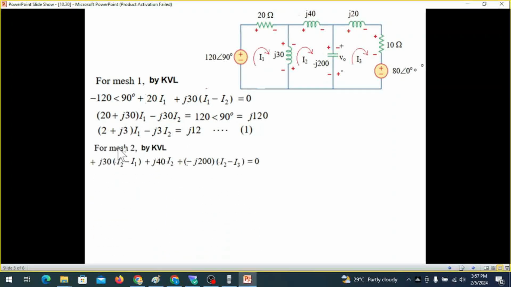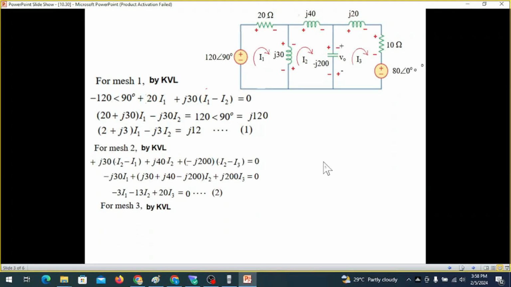Now we come to mesh 2. Mesh 2, we start from here. The plus sign, again j30, but this time it will be I2 minus I1 because we are in mesh 2. So j30 (I2 minus I1), and going here it's plus j40, and coming here we have minus j200, positive sign, minus j200, and then it will be I2 minus I3. Here also we can simplify, arranging the terms together and eliminating zeros. But this is our second equation for mesh 2.